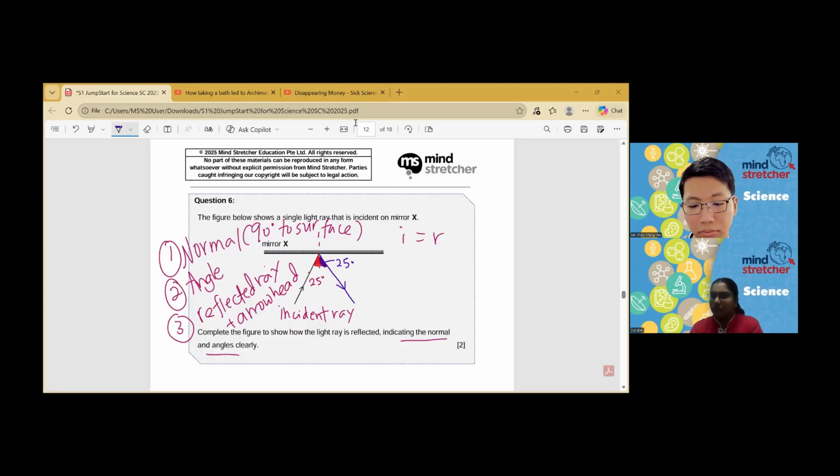I hope all of you are using pencil and a ruler. Okay, even for those who don't have a protractor, please try to estimate about 25, around there. But please make sure the most accurate answer has to be done using a protractor. Okay? Okay, moving on.